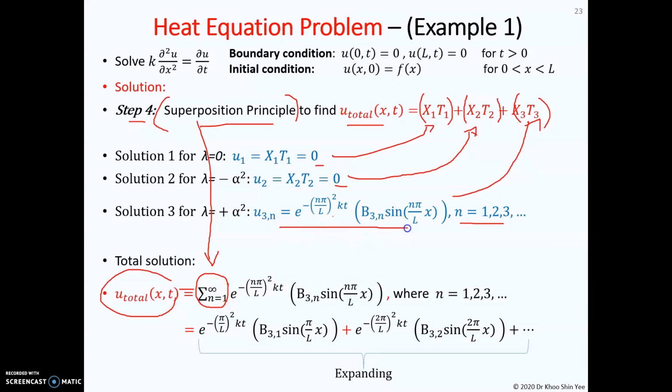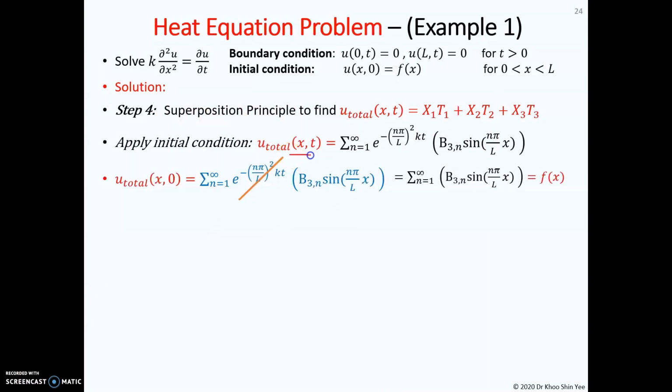So don't just leave your solution in this format. This term and the total solution here are two different concepts. Therefore, you should proceed to apply the superposition principle to obtain the total solution. You succeed in obtaining the total solution as this answer, but there is still an unknown coefficient here to be solved. Let's continue to apply the initial condition to solve this problem.